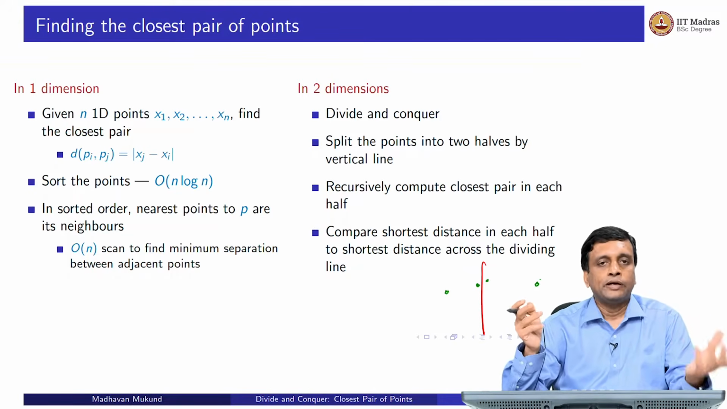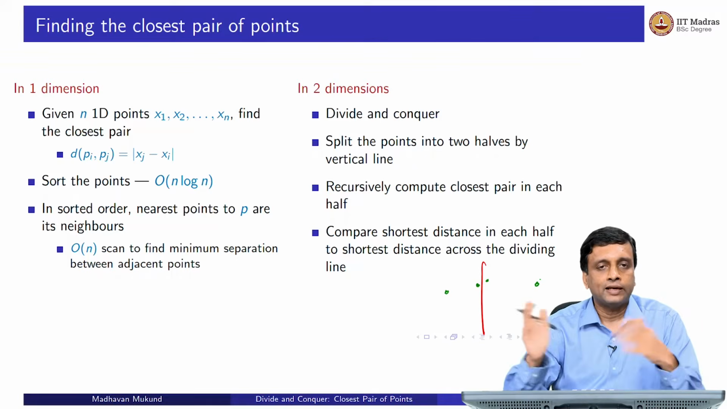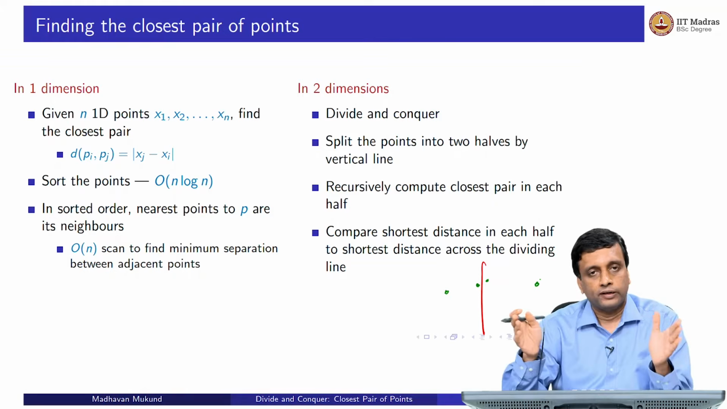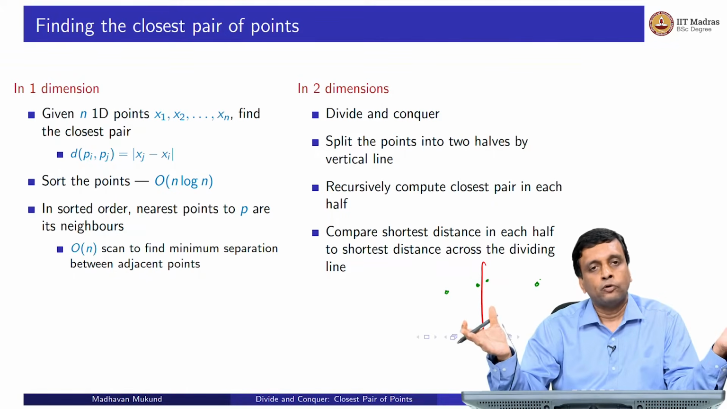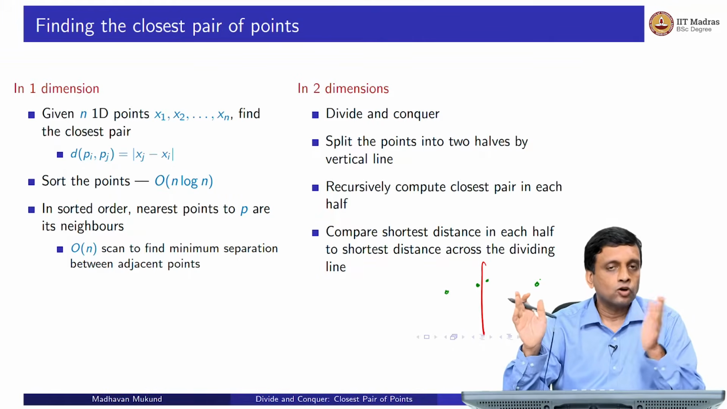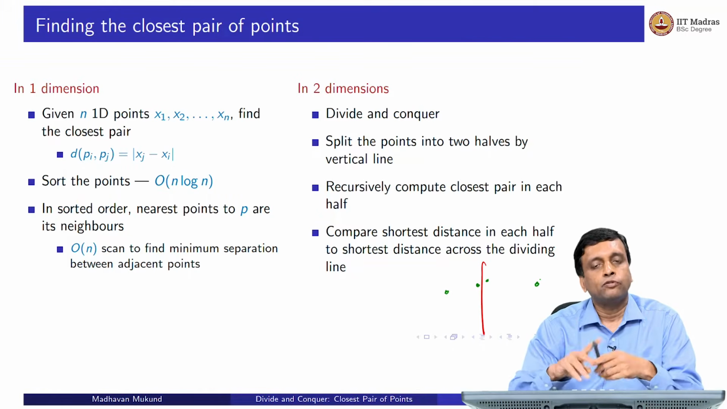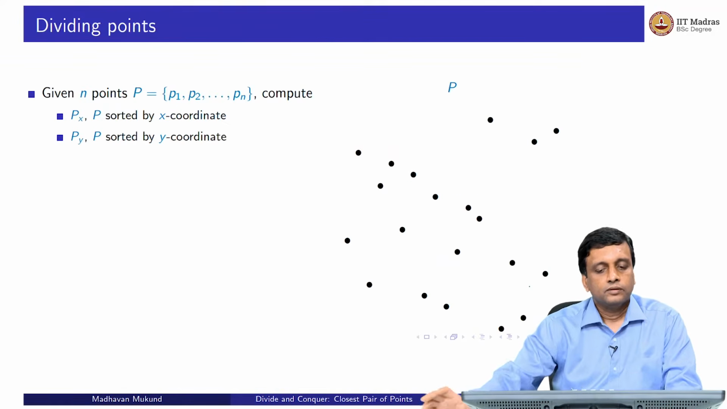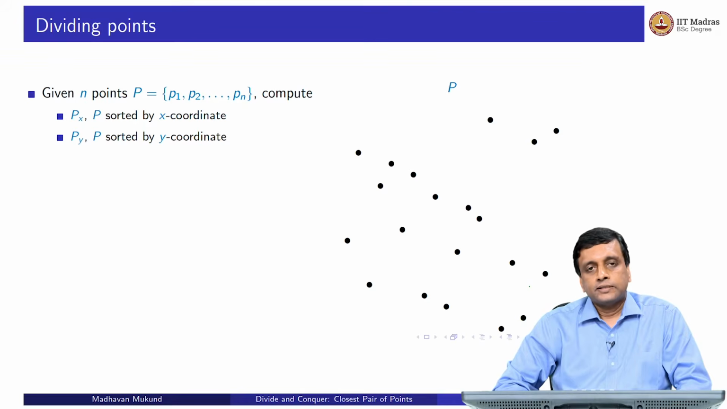Just like earlier we had to count inversions between the left and the right set, here we also have to compare distances across this boundary. Distances within one of the 2 groups get done recursively, but distances across the boundary are our merge step. So we have to do the merging. How do we do that efficiently? That will be the crux of the problem. So let's see how to do that.